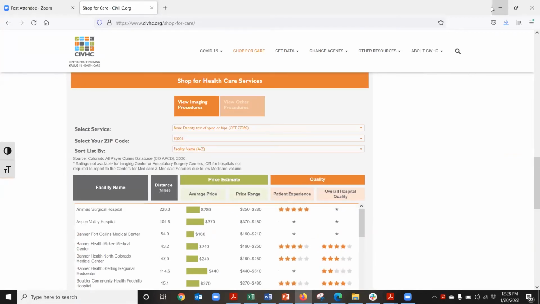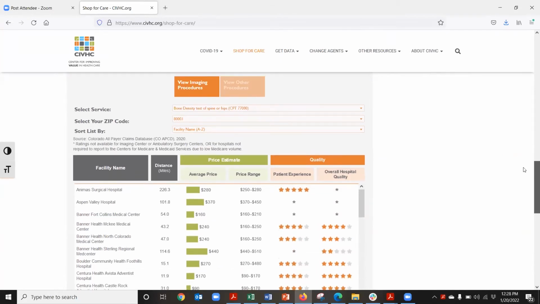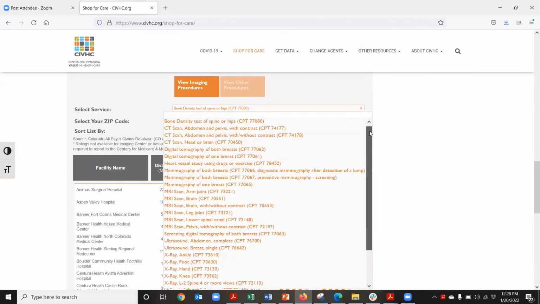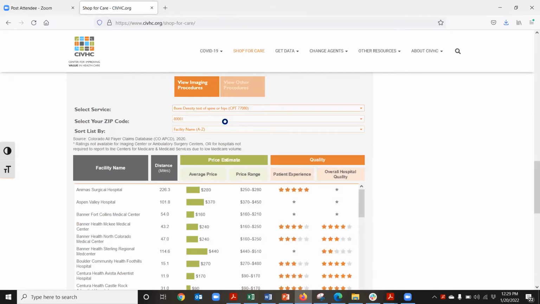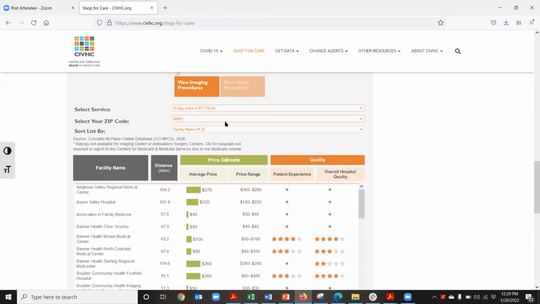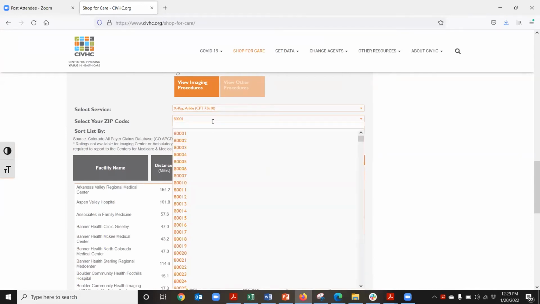And if you look at the first two tabs, the first two buttons, you can look first at the view imaging procedures button, and then here you can select the service that you want to look at, and we can choose something that is very simple, like the X-ray of an ankle, right there. And then we can just write the zip code. If you are a consumer and you want to check for yourself, you write the zip code of your residence, and we can just leave that if you want to.